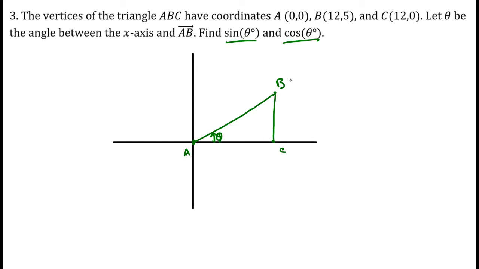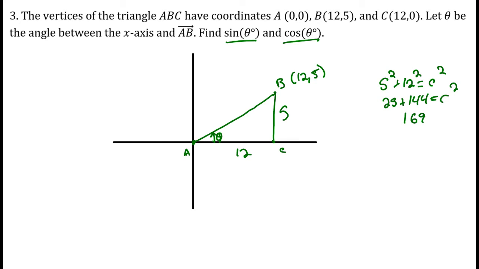Well, if this is the point 12, 5, I am clearly not on the unit circle. This has a height of 5, and AC is 12. Well, I have two sides of a right triangle. I should probably find the third side. That third side is, well, 5 squared plus 12 squared is c squared. 25 plus 144 is c squared. 169 is c squared. 13 is c.